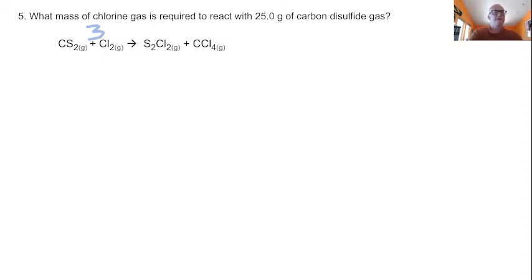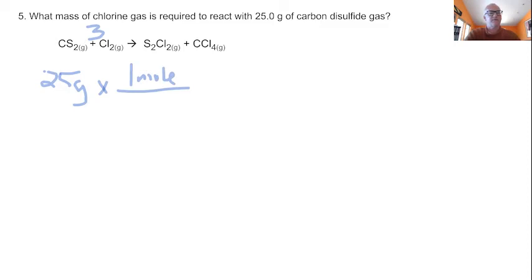That's carbon disulfide. So we have 25 grams of that. So how would we solve this one? We don't even have to go all the way through, but if you know how to start, you can finish it. You convert 25 grams of carbon disulfide to moles. Yeah, exactly. So we want moles, we put moles on top.